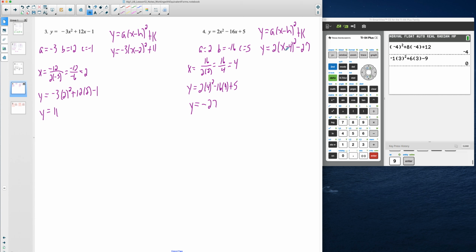All right, so that wraps up our lesson on equivalent forms. That leaves us just one final lesson for quadratics, which is applications, and we will get to that next.